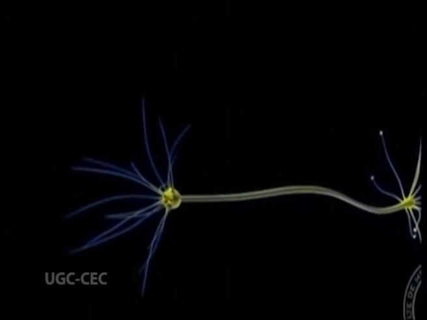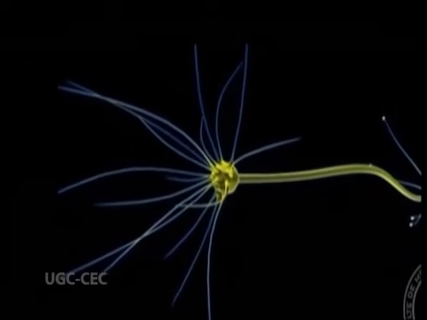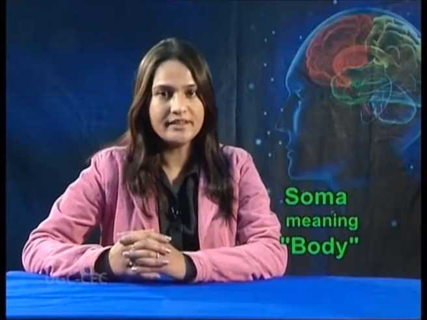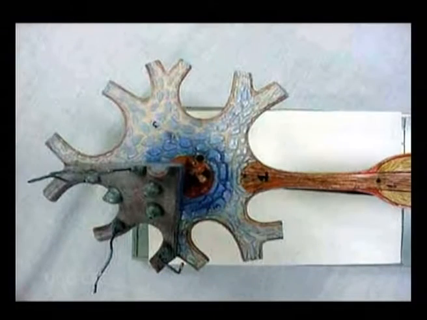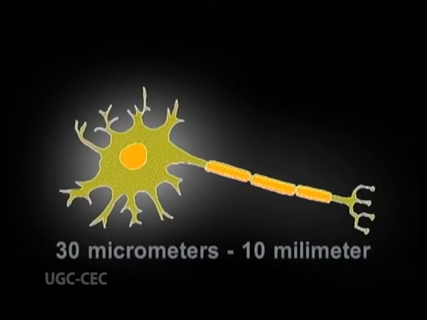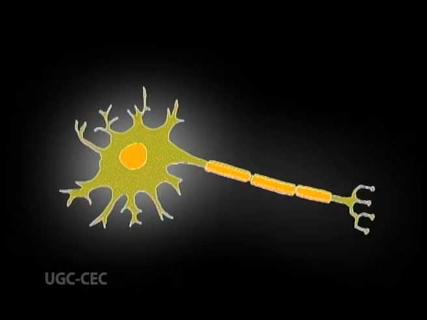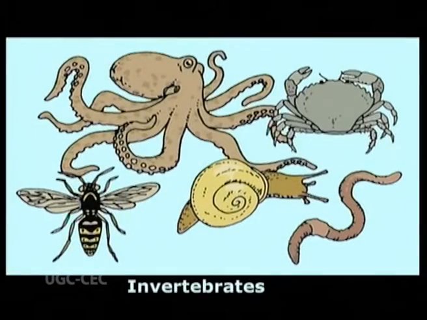Cell body, also known as soma or perikaryon. The soma or perikaryon is the bulbous end of the neuron containing the cell nucleus. The word soma comes from the Greek meaning body. The soma of a neuron is often called the cell body. There are many different specialized types of neurons, and their sizes vary from as small as about 30 micrometers to over 10 millimeters for some of the largest neurons of invertebrates.